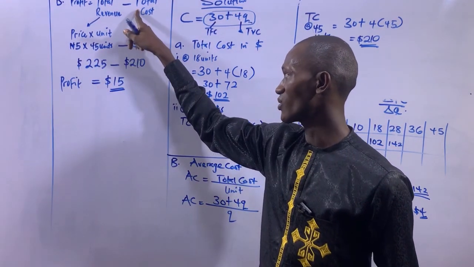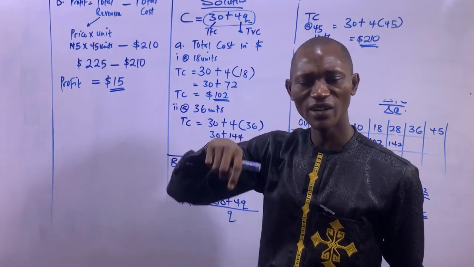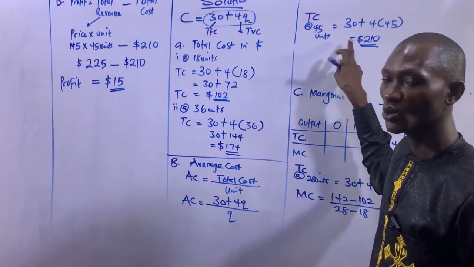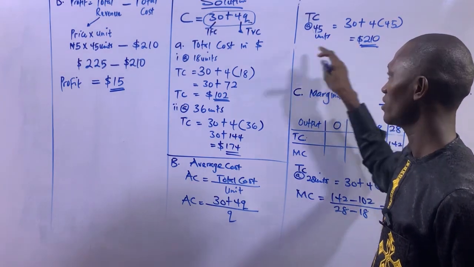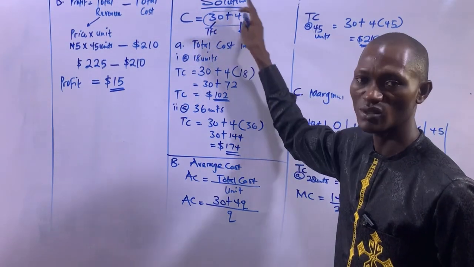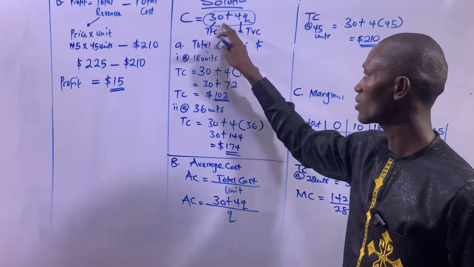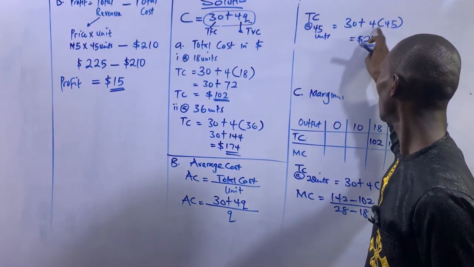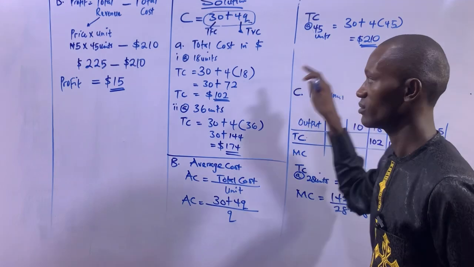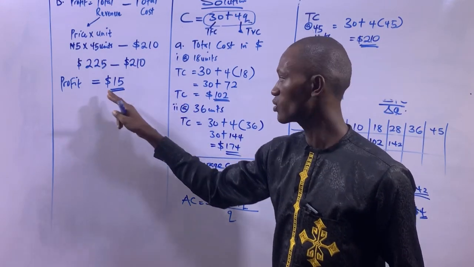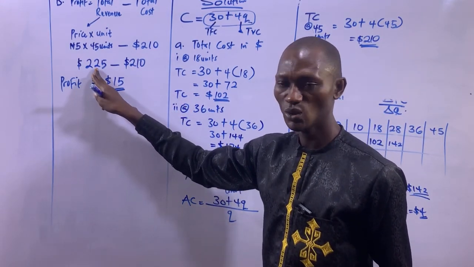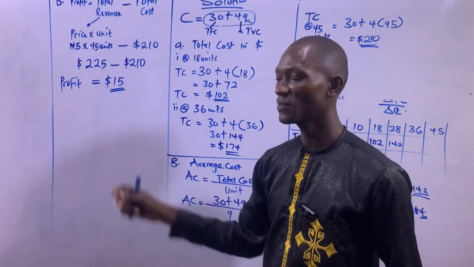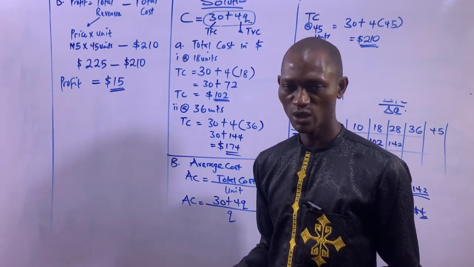Then the total cost, how did we get that? At 45 units that we want to get the profit. This is the cost function you are going to use, the total cost, which is fixed cost plus variable cost. So at 45 units, we got $210. Then that 210 is what we have here. So this total revenue minus the total cost gives us the profit, which is $15. So I hope that is understood.